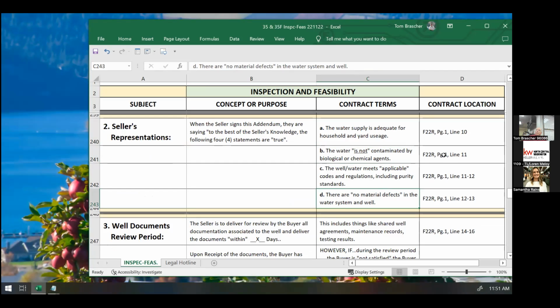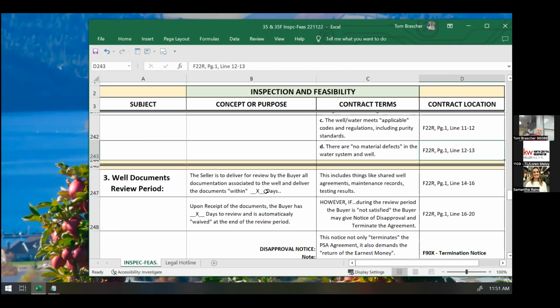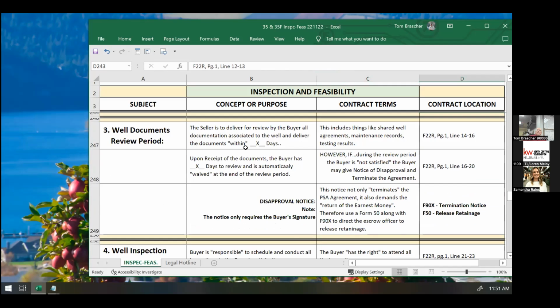Again, on this form, I always reference where you can find it exactly in the contract if you want to read it quickly. As far as well documents, the seller is required, within a certain specified number of days mutually agreed to, to provide all the information they have on that well so the buyer can review it. That then gives a review period of an agreed-to number of days. The buyer gets to review that information.